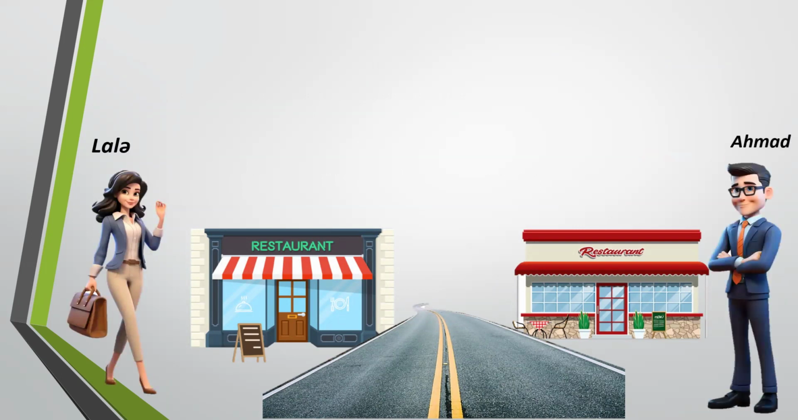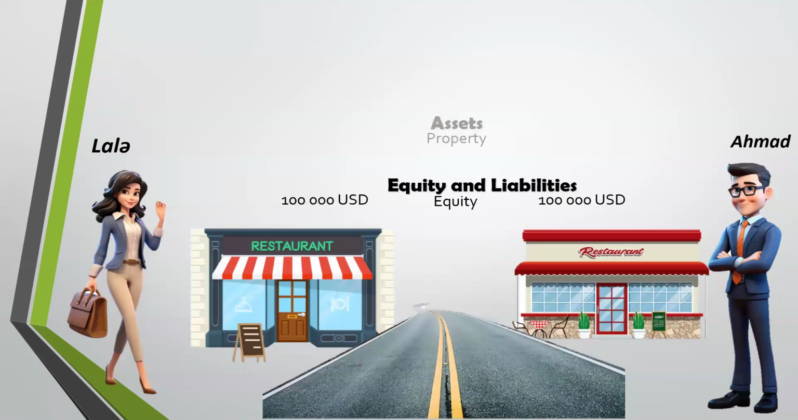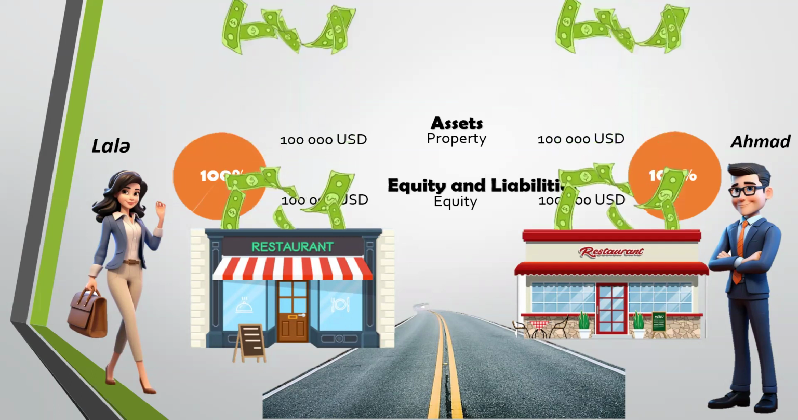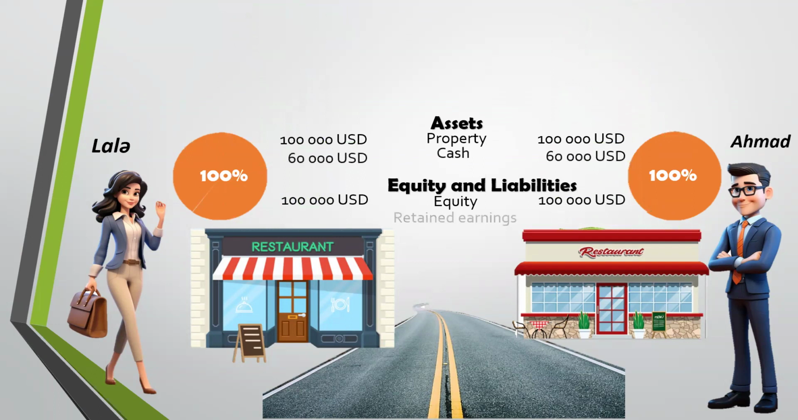Both have invested 100,000 in opening the restaurant, and if we prepare a simple balance sheet, we can say that they have a restaurant building worth 100,000. In the current situation, we can say that they own 100% of the restaurant because they invested the whole capital by themselves. During this period, the restaurant performed well with cash sales totaling 60K. Cash and retained earnings accounts on their balance sheets are also increased.